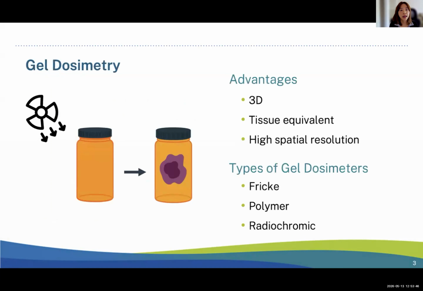Gel dosimetry is a 3D radiation dosimetry technique that uses tissue-equivalent gels to record dose distribution. When irradiated, the gels undergo chemical changes to provide a 3D volumetric representation of the dose distribution with high spatial resolution, and it can be read out using an imaging modality depending on the type of gel used. There are three main types of gel dosimeters: FXO, polymer, and radiochromic.